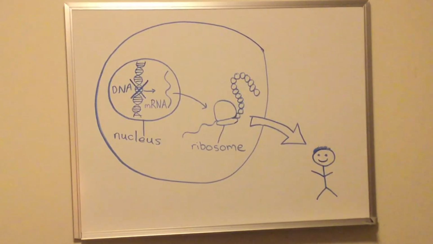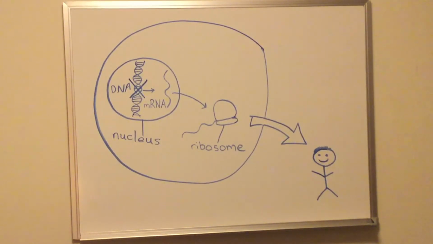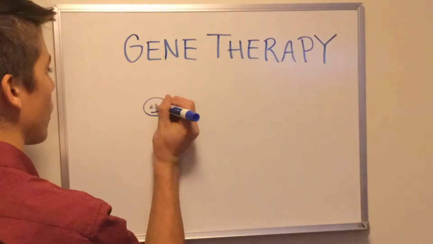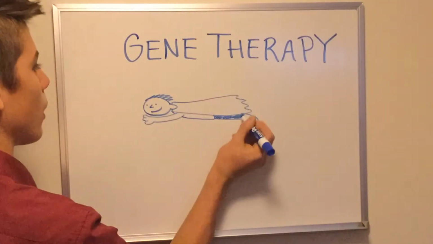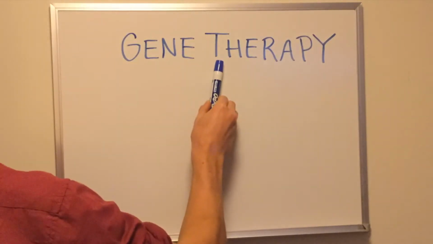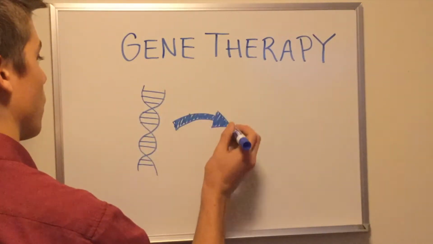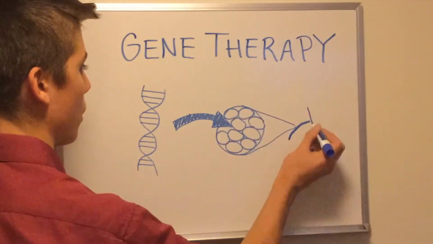If a segment of DNA is messed up, then the functional protein it codes for cannot be made. The absence of this important protein can result in disease. This is where gene therapy comes in. In gene therapy, scientists attempt to introduce a functional copy of a gene into the cells of a patient.